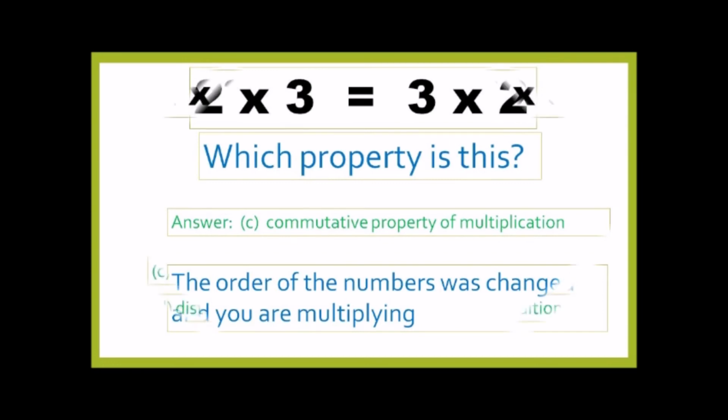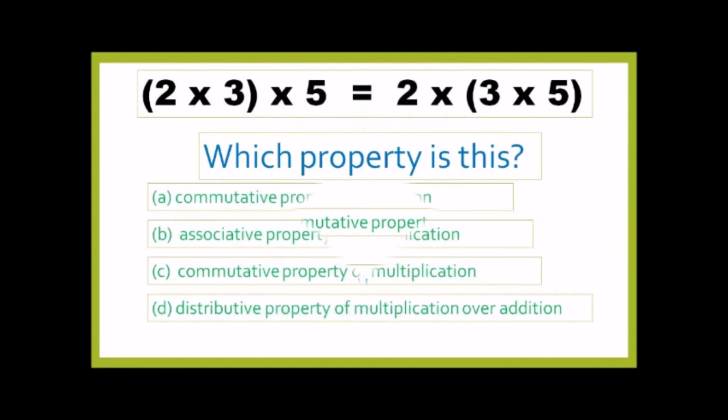Excellent job if you got that correct. Let's move on. In parentheses, 2 times 3, close parenthesis, times 5 is equal to 2 times open parenthesis 3 times 5, close parenthesis. Which property is this?